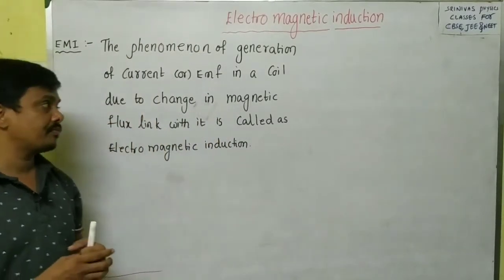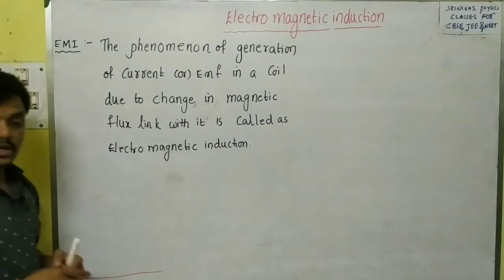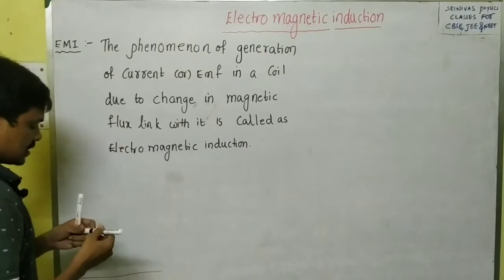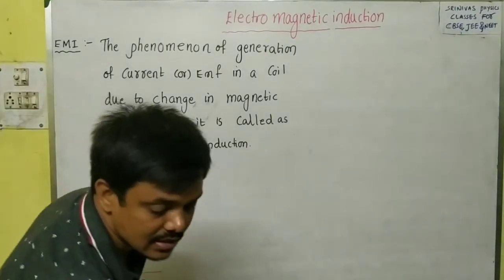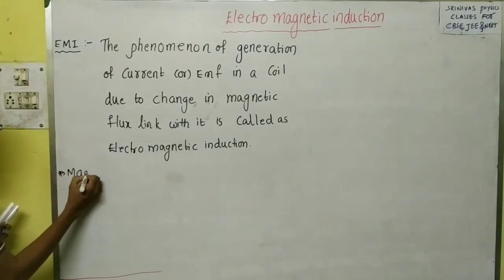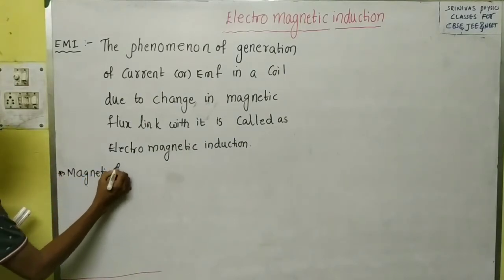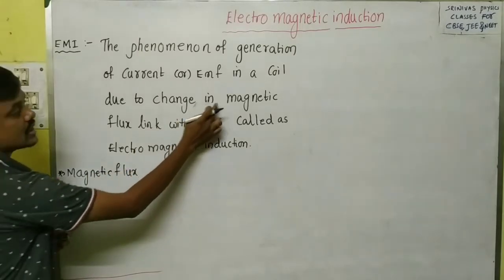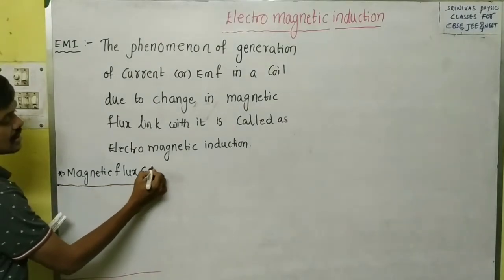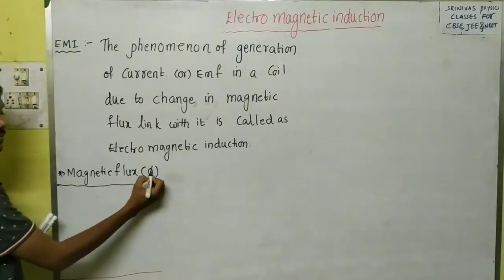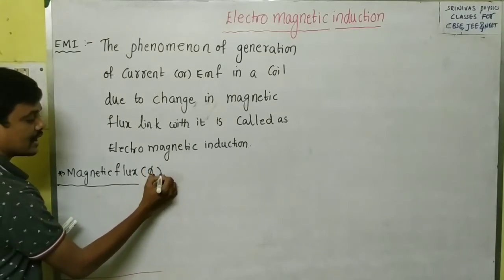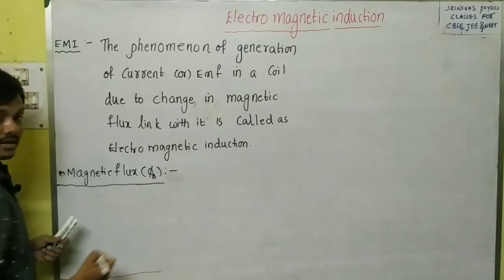But before going to the experiments, we have to know what magnetic flux is, right? We have to change the magnetic flux, then only current is produced. The magnetic flux is denoted with phi suffix B, or simply phi. Then what is the magnetic flux?